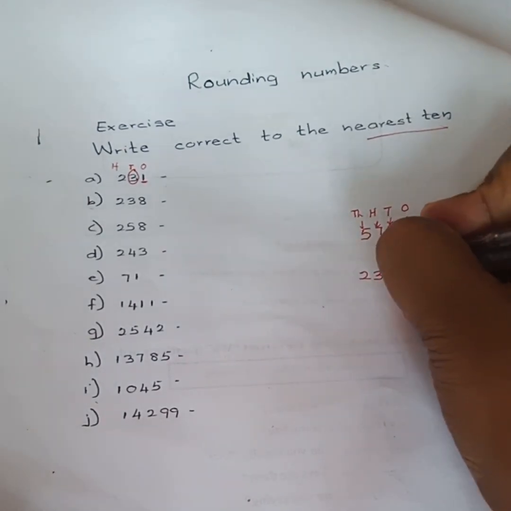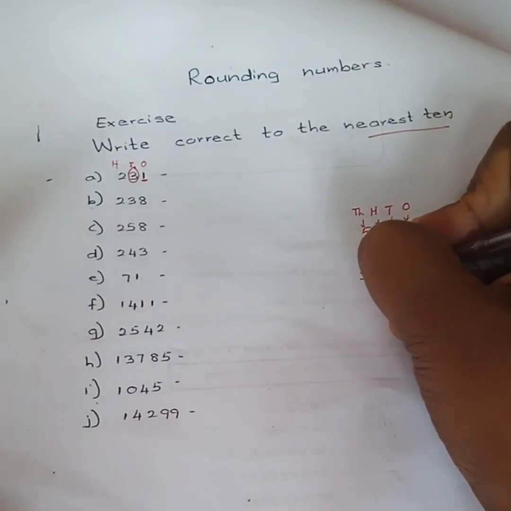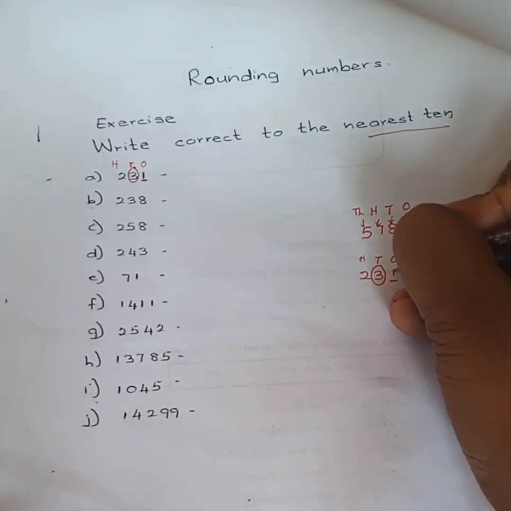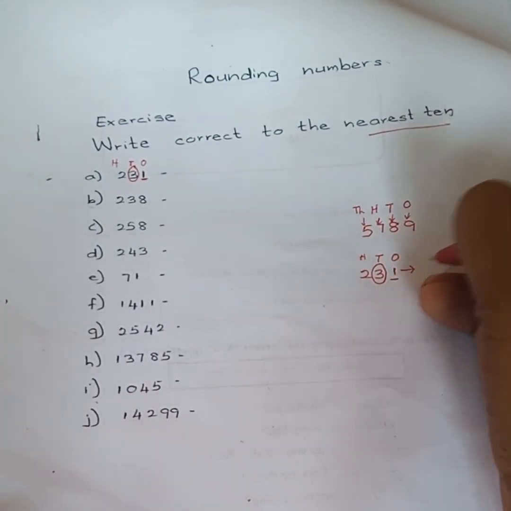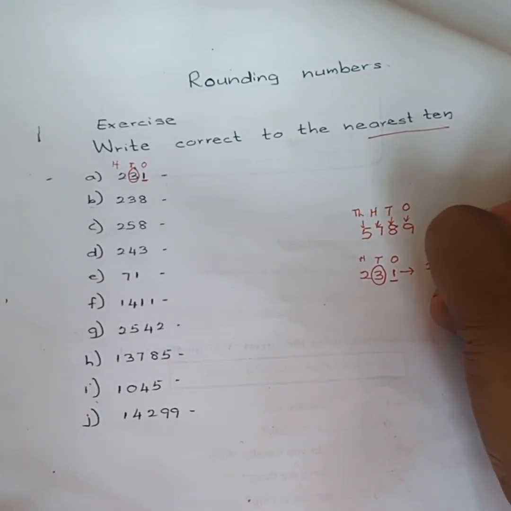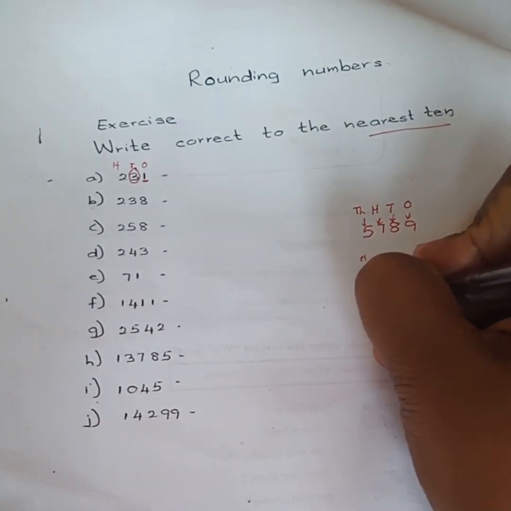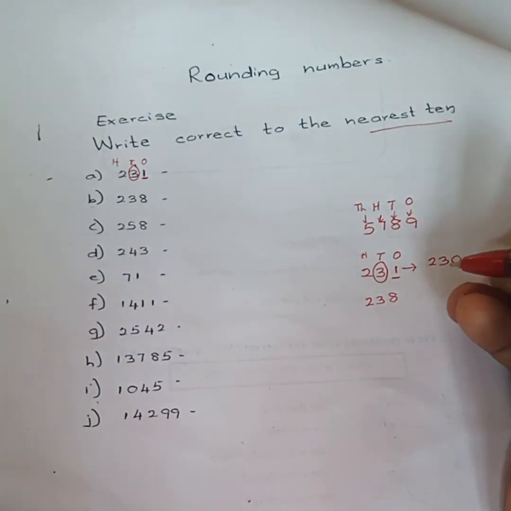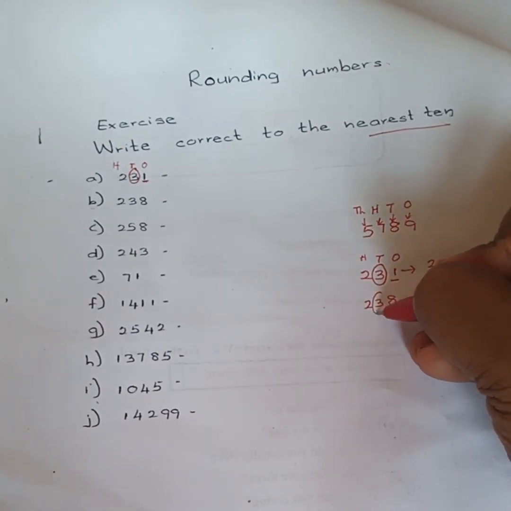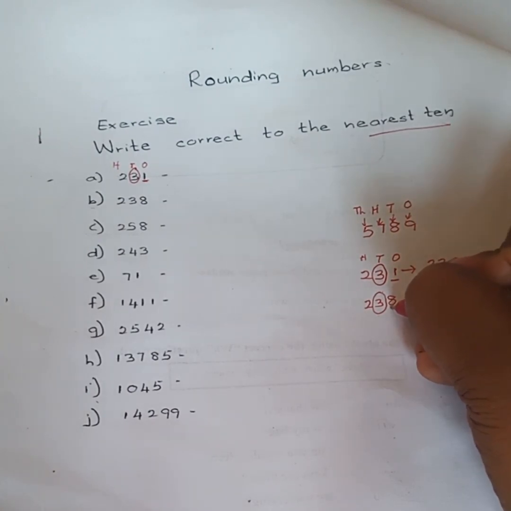231. Ones, tens, hundreds. The tens value is 3. We have to consider the next door value, the ones value. If this ones value is less than 5, when we round off, we need to write it as 230. Okay, imagine this one, 238. They are asking to round off to the nearest 10. The tens value is 3. You have to consider the ones value. The ones value is 8.